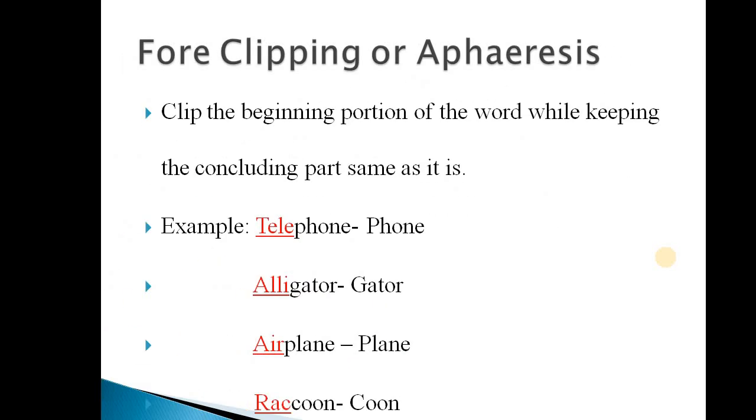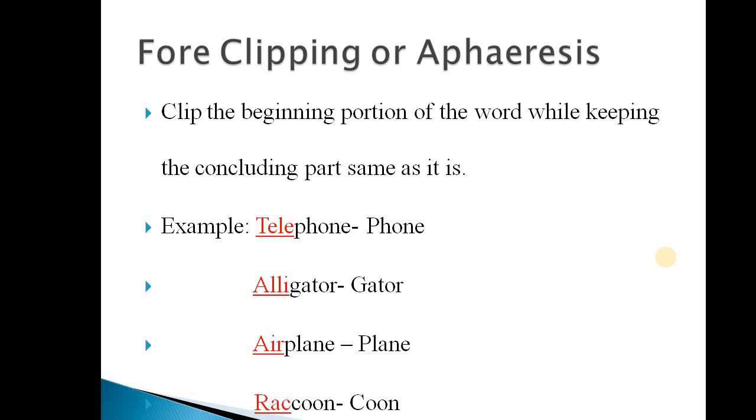Now you can see fore clipping, or apheresis. Apheresis is also a name used in the discipline of linguistics, and the common name is fore clipping. Now you can understand back clipping where the back of the word is reduced, and fore clipping means definitely the initial portion of the word will be reduced. You can see with the example. So the first point is clip the beginning portion of the word while keeping the concluding part the same as it is. So in the example you can see telephone.